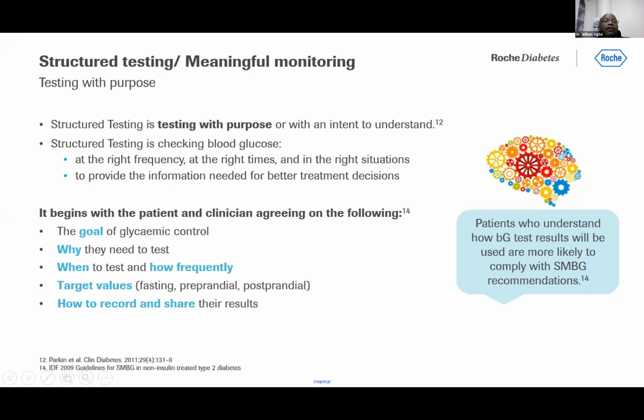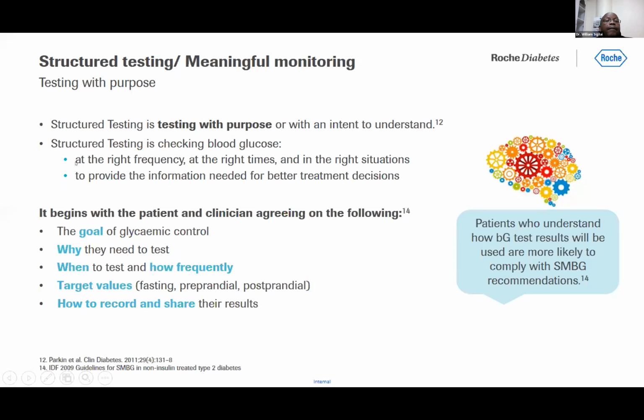The industry that makes and innovates testing devices is doing its best. So structured testing, or meaningful monitoring, is like testing with a purpose. Why are you testing? Structured testing is testing with purpose or intent, with an intent to understand. You want to utilize the parameters that you get.